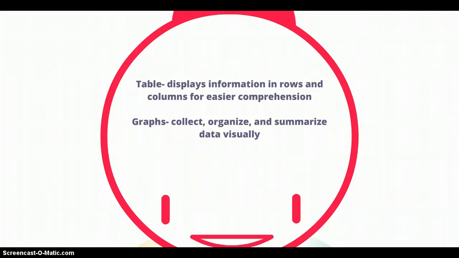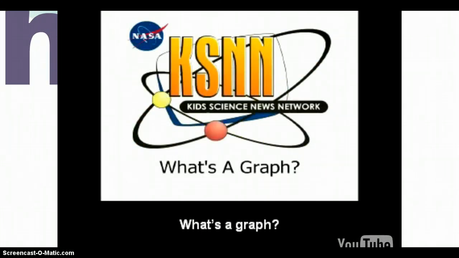Graphs collect, organize, and summarize data visually. So it makes it colorful, it makes it a nice display to look at, and a lot of people enjoy reading graphs as opposed to looking at tables. If you look at a table, you're just seeing rows and columns of numbers. If you look at a graph, you're seeing a bar graph, a circle graph, or a line graph, which has different drawings on it in different colors. So we're going to talk about the types of graphs that you can use. Here's a little bit about what a graph is.